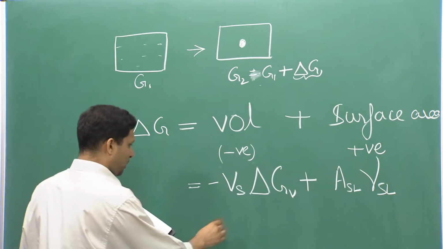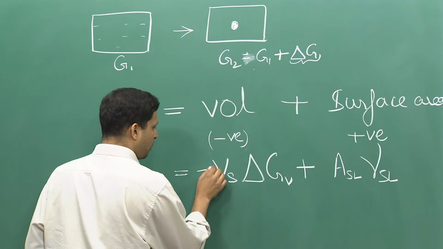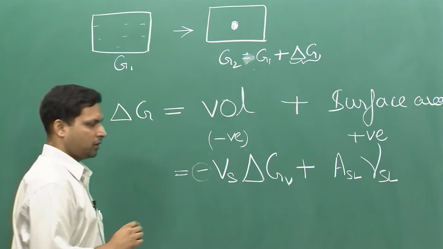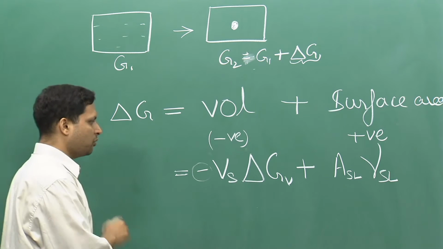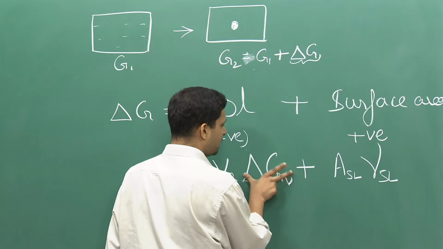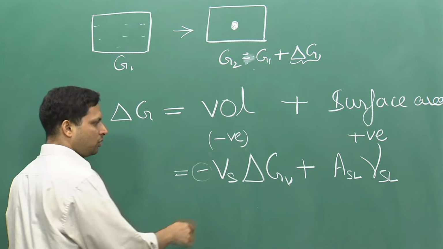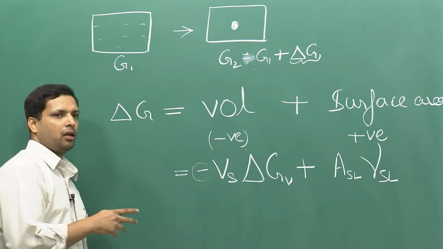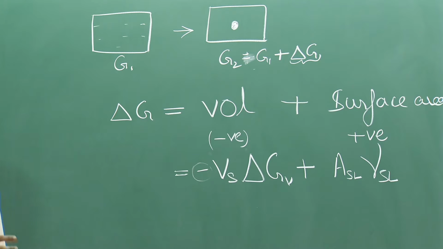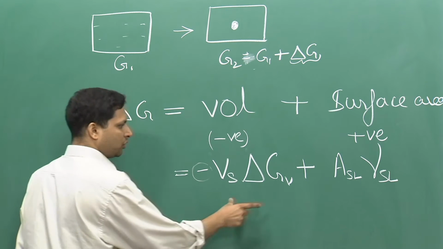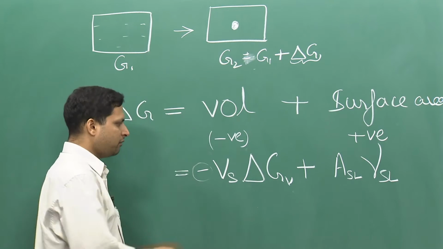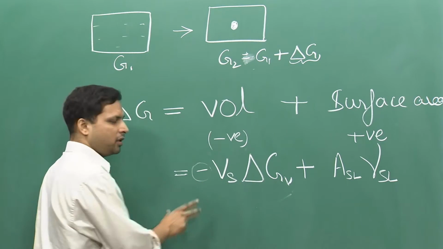Now, remember that we have already put a negative sign over here, which means that we are taking delta Gv to be a positive quantity even though the change in energy is negative. This just makes the equation and understanding simpler, so we will keep it that way. Our delta Gv will remain positive, but in effect the overall energy change is negative.